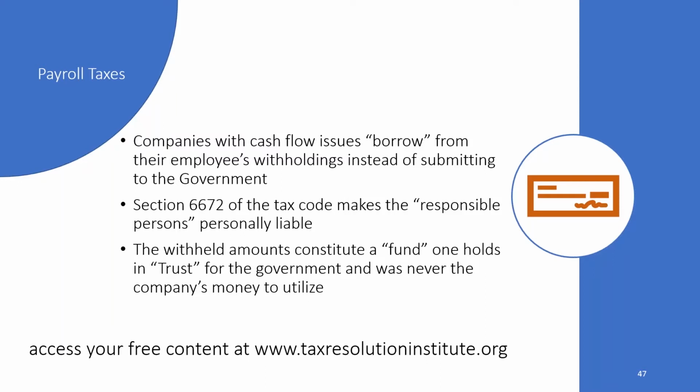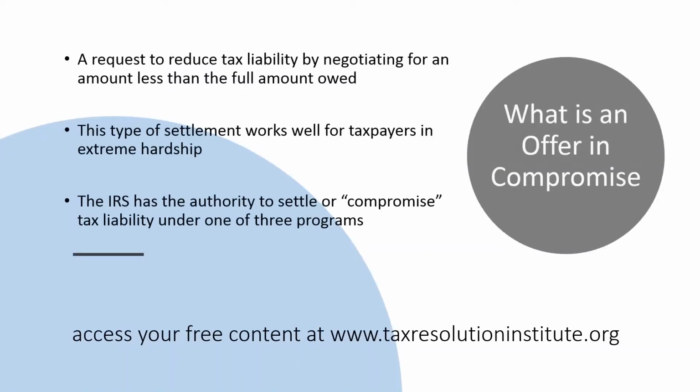So the bottom line is companies with cash flow issues sometimes borrow from the payroll tax liability, from their employees' withholding, instead of sending it to the government. And when they get caught up to, this trust fund comes back to haunt them. Why? Because they're non-dischargeable debt. They're not dischargeable in bankruptcy.